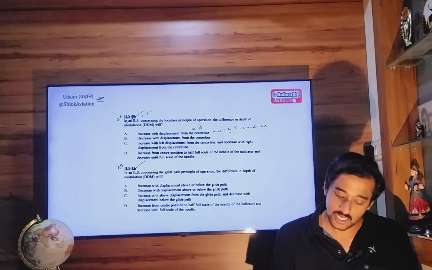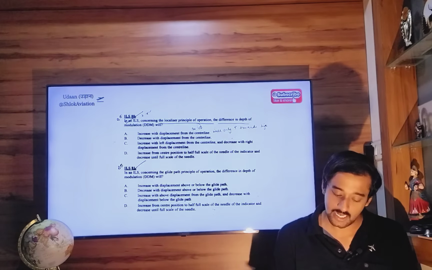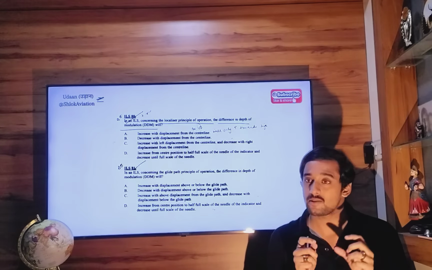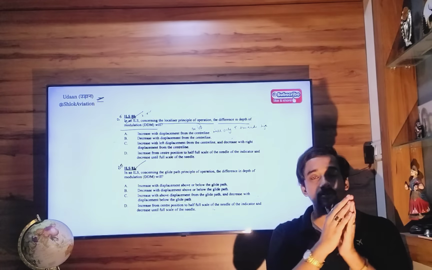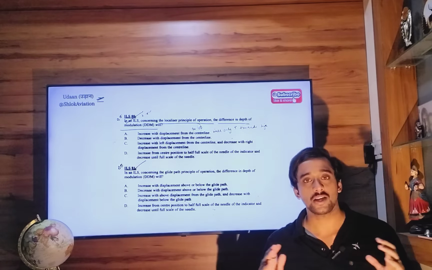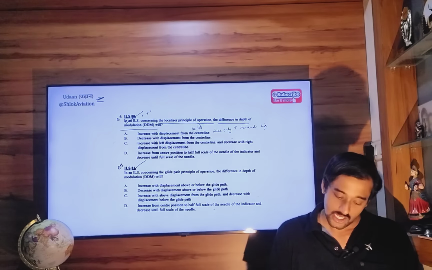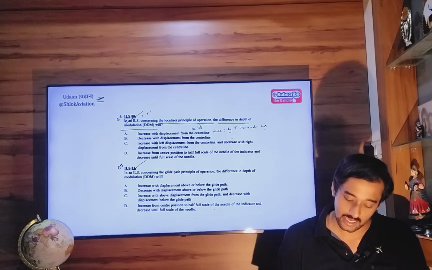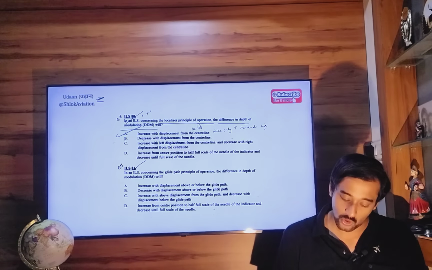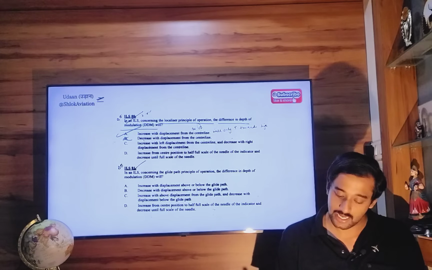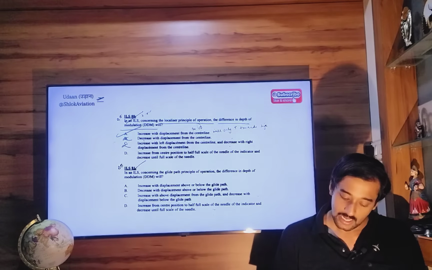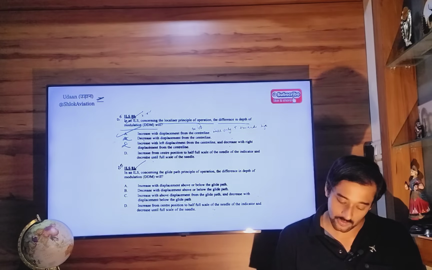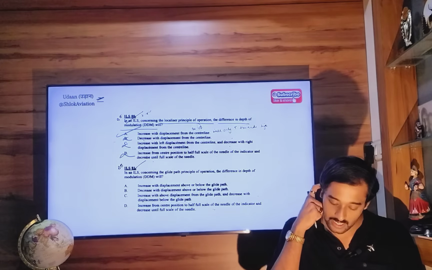In an ILS, concerning the localizer principle, the difference in depth of modulation. When you are right on the center line, the difference in depth of modulation will be zero. When you deviate left or right of the center line, the difference in depth of modulation will increase linearly. So does the difference in depth of modulation increase with displacement from the center line? Yes. Decrease with displacement? No. Increase with left displacement, decrease with right displacement? No. Increase from center position to half full scale and then decrease again? No. So option alpha is the right answer.